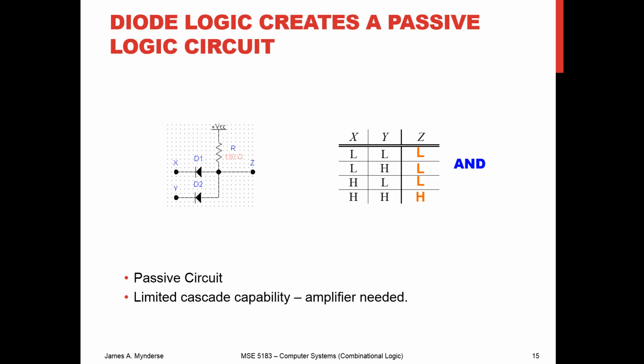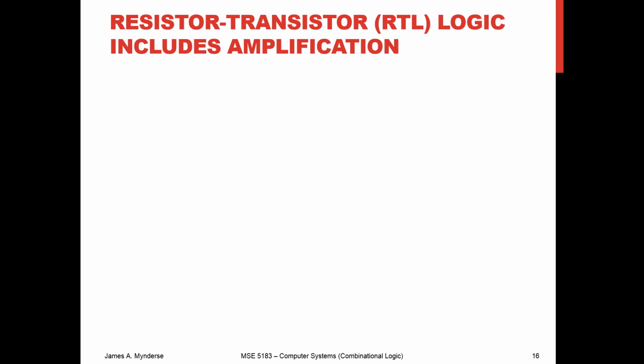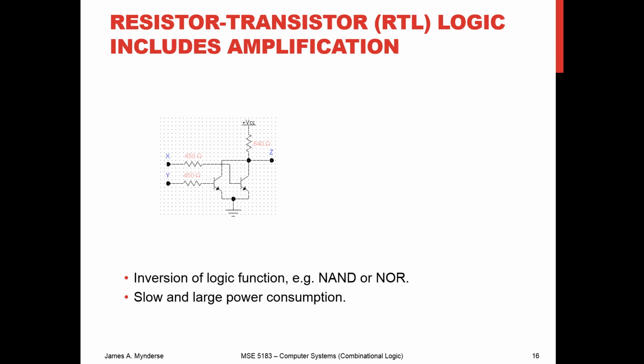The problem with this is the cascadability. You're not going to be able to do much with them. You're going to have to use amplification. If we want to do some resistors and transistors together, here's two transistors and three resistors.